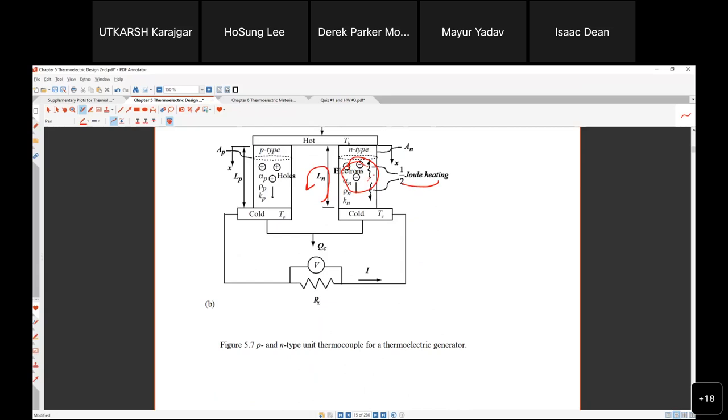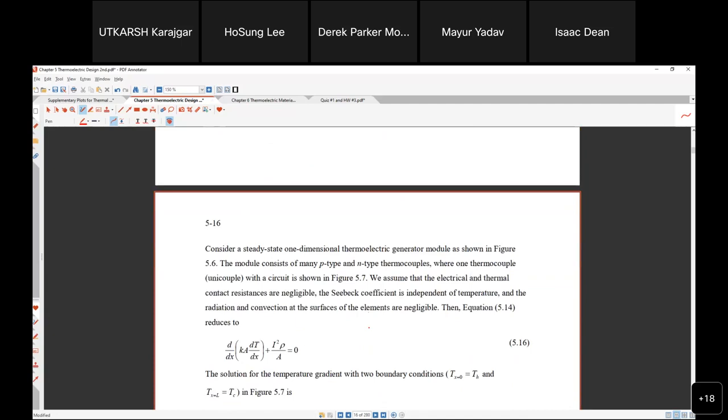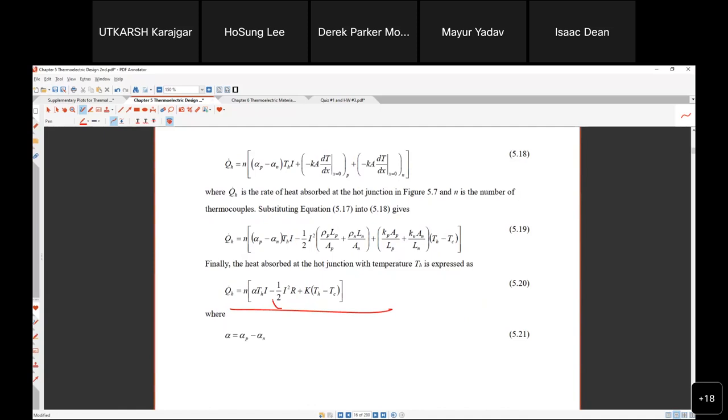That's why if you look at the energy equation, half goes up against H. This is the Seebeck or Peltier, and this is conduction. This is N number. That's the ideal equation.